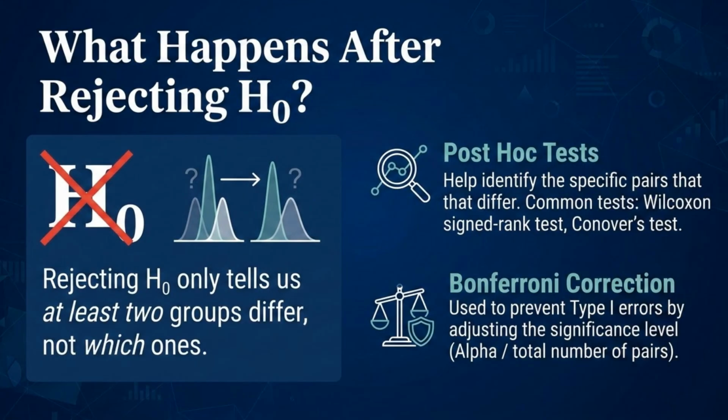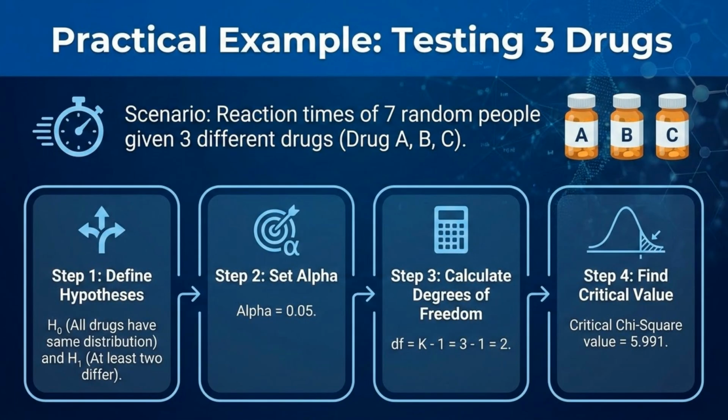Rejecting the null hypothesis tells us there is a difference, but not which specific pairs differ. We need to conduct post hoc tests, like the Wilcoxon signed rank test, and apply a Bonferroni correction to control for type 1 errors. Let's use a practical example, testing 3 drugs on 7 people.